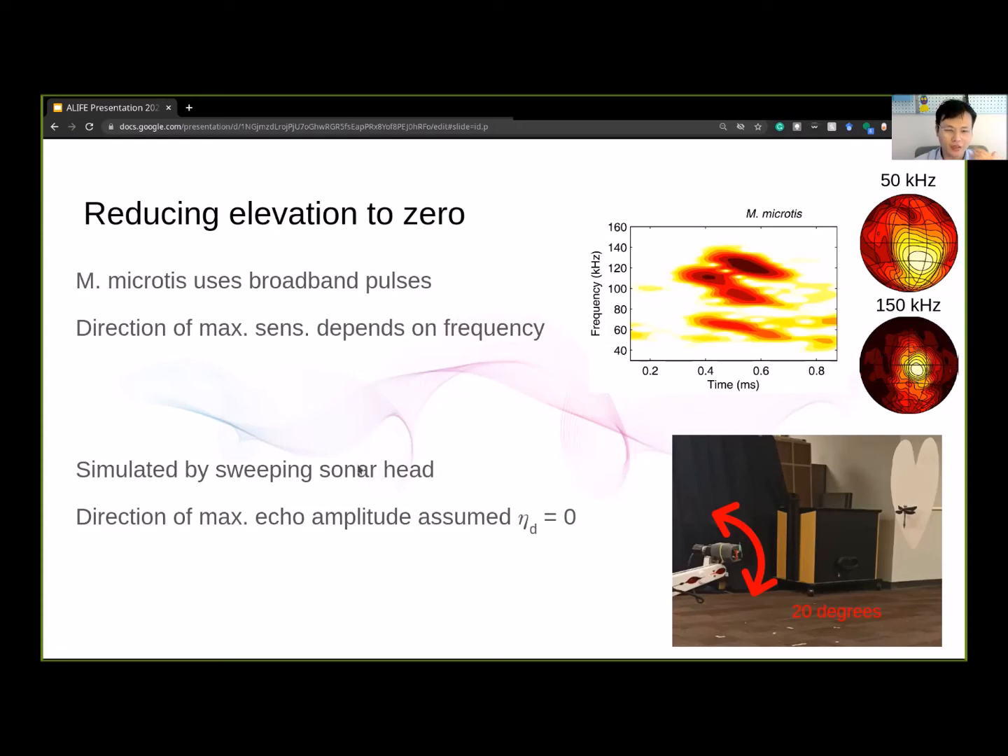So in order to simulate that behavior, for every time step that it needs to correct the elevation, the bat head will sweep 20 degrees. It will make 5 distinct measurements at 5 different pitches. Then it will pick the pitch that provides the loudest echo.